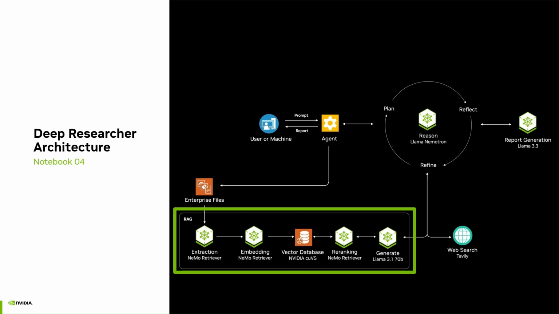The RAG portion should also look familiar. We went over this in depth in Notebook 3. We will be using the same RAG architecture, simplified here to fit on the slide. This will provide the research agent access to a private, self-hosted vector database with user-uploaded documents and enterprise data that may not necessarily be found publicly.